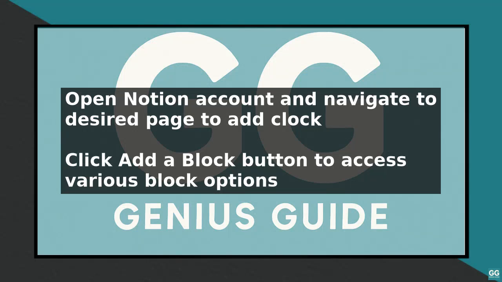To add a clock in Notion, you will first need to open your Notion account and navigate to the page where you want to add the clock. Once you are on the desired page, click on the Add a Block button, which is represented by a plus sign. A drop-down menu will appear with various block options, including text, to-do lists, and more.